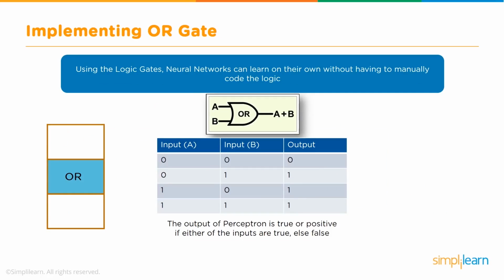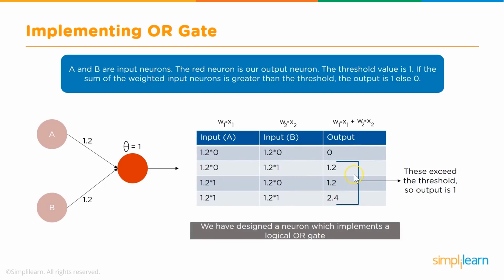Similarly, an OR gate. In case of an OR gate, the output will be 1 if either of the inputs is 1. So in all the cases it is 1 except for 0, 0. How do we implement this using a perceptron? Once again, if you have a perceptron with weights, for example 1.2, in the first case when both are 0, the output is 0. In the second case, when it is 0 and 1, 1.2 into 0 is 0, and 1.2 into 1 is 1.2, so the output is 1.2. In the last case, when both the inputs are 1, the output is 2.4.